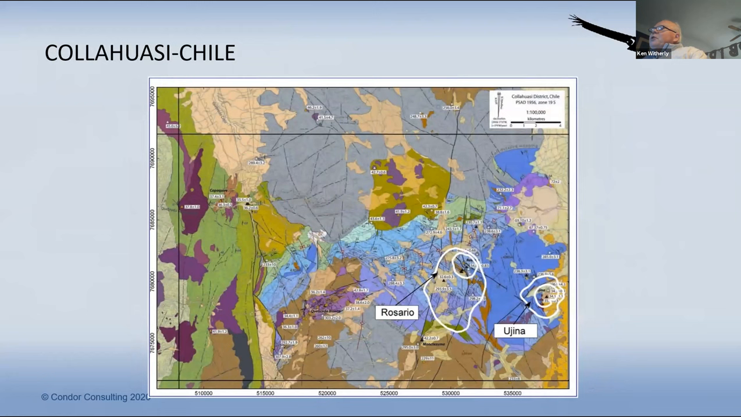Coyahuasi in Chile, located back in the 1960s. Eugenia is a satellite deposit sitting here, and here's Rosario. Both have been mined. Quebrada Blanca, which is controlled by Teck, sits off there. I haven't circled it, but it's sitting right there. That's another very significant porphyry that Teck is mining.